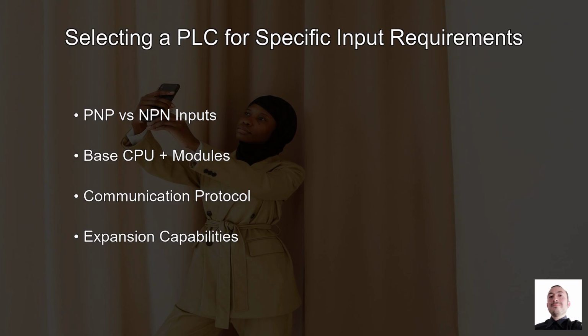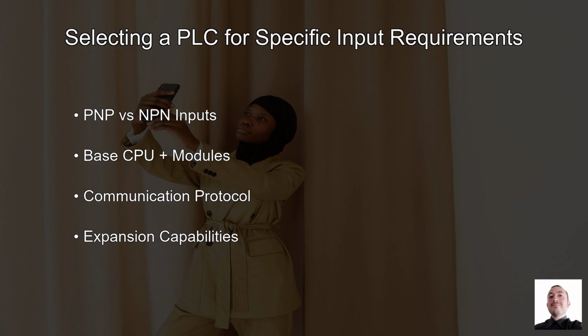Now, let's dive into the core mechanism of selecting a PLC tailored to your specific input requirements. Imagine you need a PLC with 8 analog inputs and 8 digital inputs at 12 volts, but without PNP inputs. This is a nuanced requirement, and it's crucial to understand the differences between PNP and NPN inputs. PNP inputs source current, while NPN inputs sink it. For your needs, you'll be looking for a PLC that supports NPN inputs.